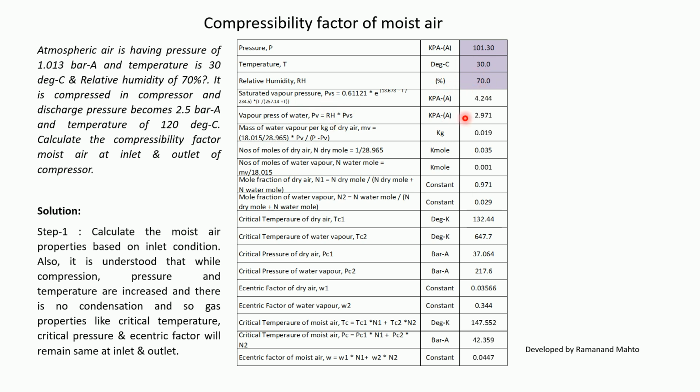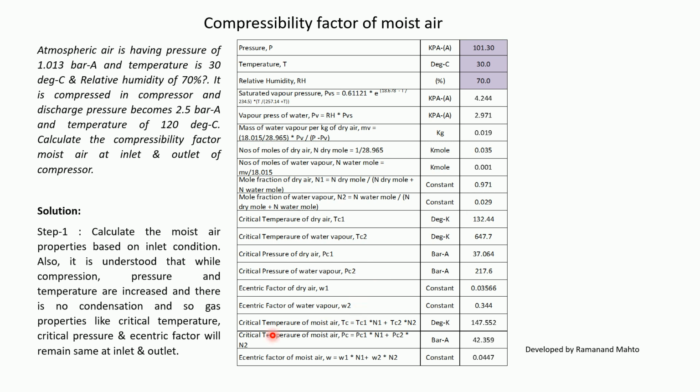So saturated vapor pressure is calculated, then vapor pressure is calculated, then mass of water vapor per kg of dry air is calculated, then number of moles of dry air is calculated, number of moles of water vapor is calculated, then mole fraction of dry air is calculated, then mole fraction of water vapor is calculated. Once N1, N2 are known, critical temperature of dry air Tc1, critical temperature of water vapor Tc2 are given, critical pressure of dry air Pc1 is given, critical pressure of water vapor is also given, and eccentric factor of dry air W1 and of water vapor W2 are given.